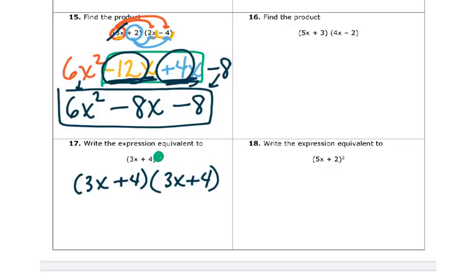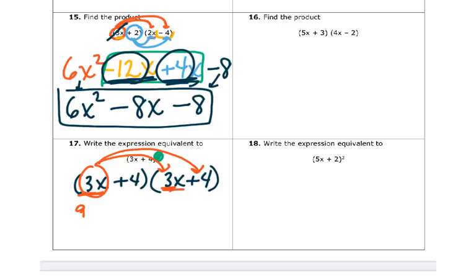Okay, so 17, I needed 2 of those things, so I wrote them twice. Now I just double distribute. Take your first term, distribute to both of those terms. 3 times 3 is 9. Let me make that a little bit smaller. This is kind of gigantic.